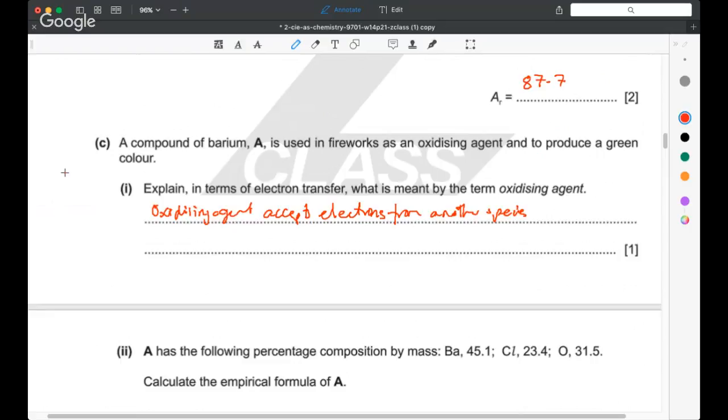Now you remember your mnemonic, OIL RIG: oxidation is loss, reduction is gain. Well, an oxidizing agent is oxidizing something else. So the thing that's being oxidized must be losing electrons. So the oxidizing agent is being reduced, so it's gaining electrons. So the oxidizing agent gains or accepts electrons from another species. We're just trying to get some accuracy in your language there for 1 mark.